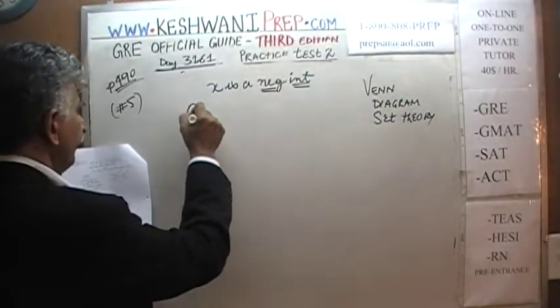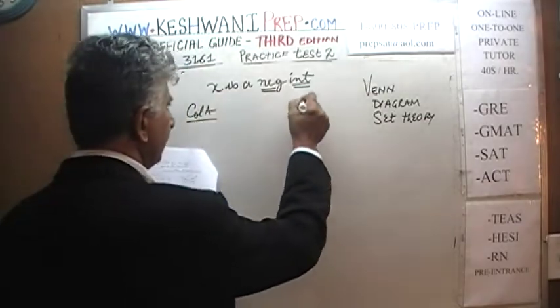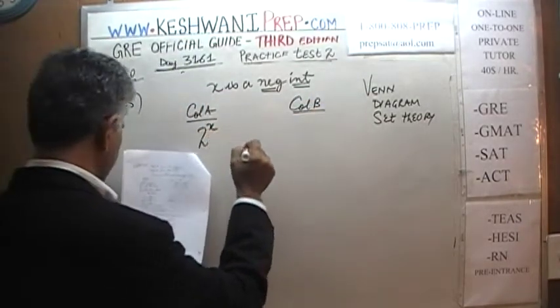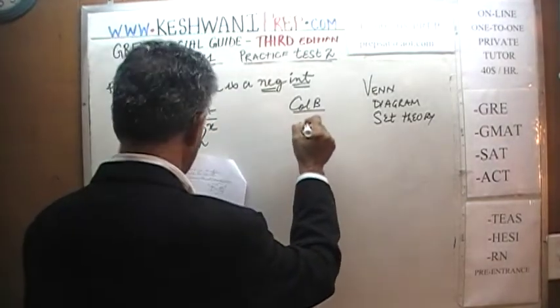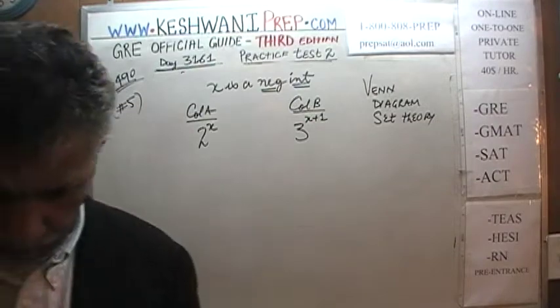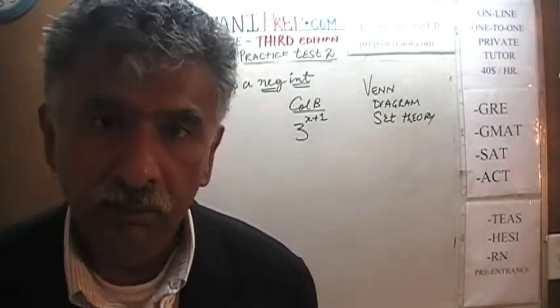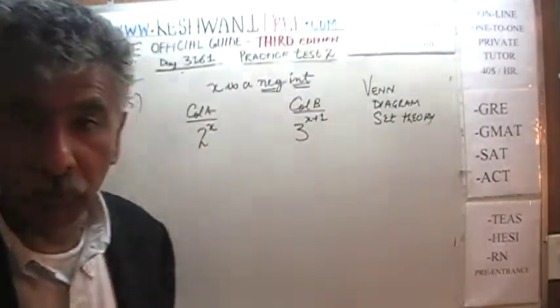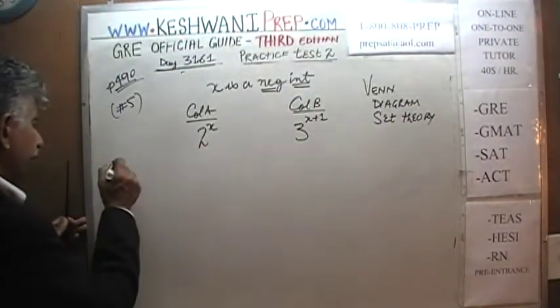Here is column A. Here is column B. In column A, we have 2 raised to x. And in column B, we have 3 raised to x plus 1. The quickest, the simplest, the most economical way is to simply plug in some numbers and get going. So that's exactly what we're going to do.